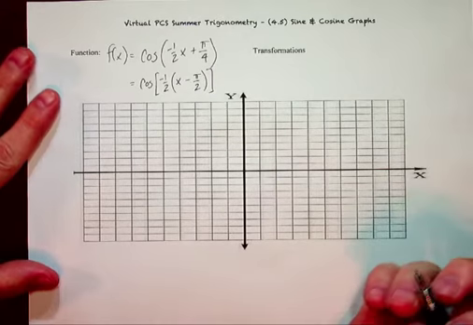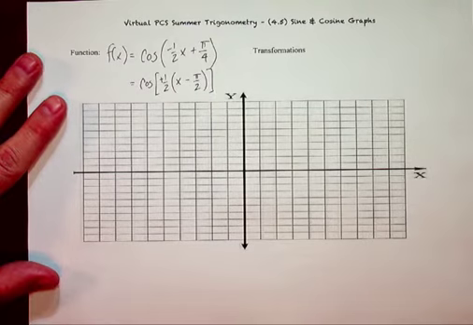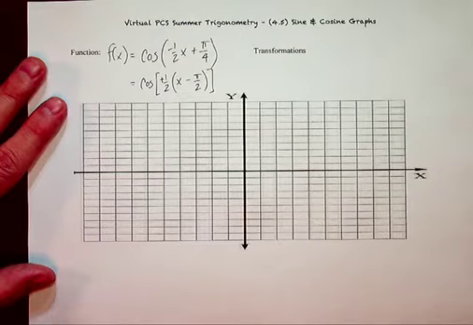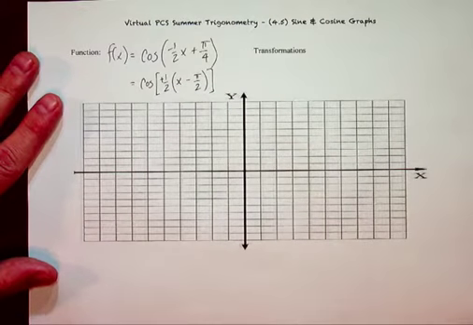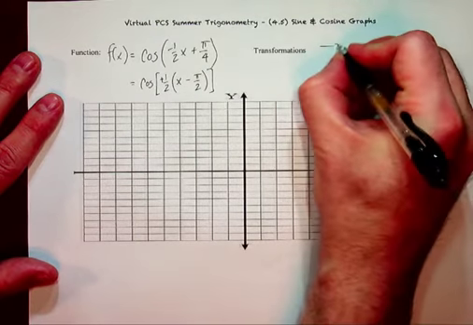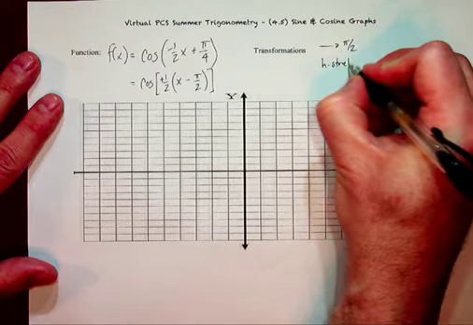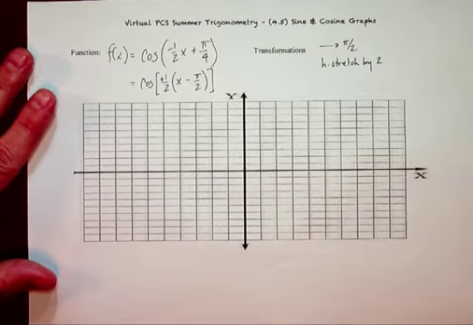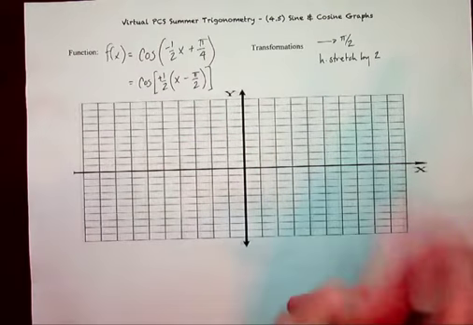Now, since cosine is even, that negative is nullified. It doesn't really matter, okay? And at this point, whereas there looked like 3 transformations, we now see that there are only 2. We're going to move to the right pi over 2, and we're going to horizontally stretch by a factor of 2. And remember that both of those behave quote-unquote opposite.